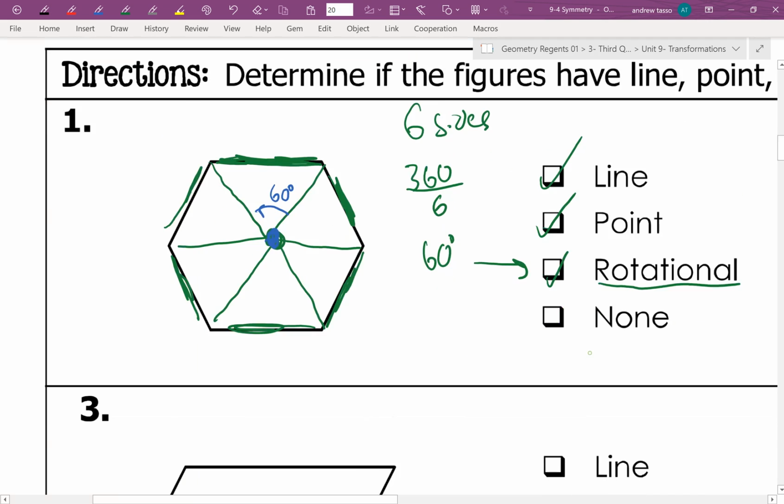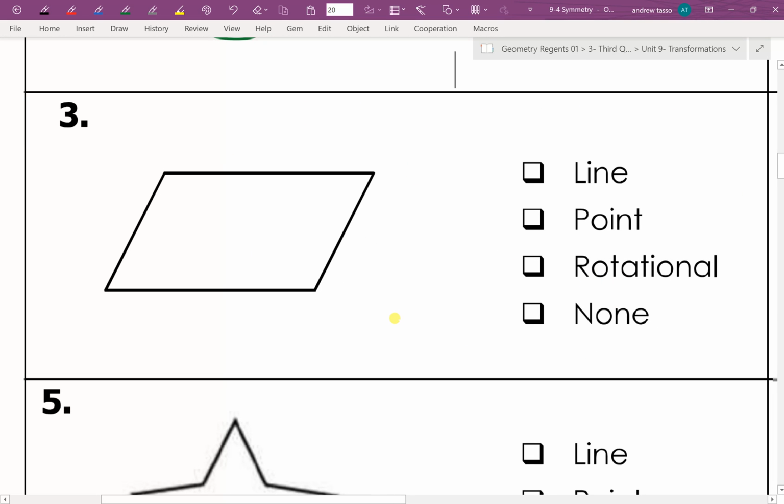Okay. Next one. So this one, what kind of symmetries do we see here? Well, do we have line symmetry? Let's see if we could find a line that would work. So if I choose this line, notice that this is short and this is long, so those are not mirror images of each other, right? Maybe if I choose a line slanted like that, maybe that would work. Let's see.